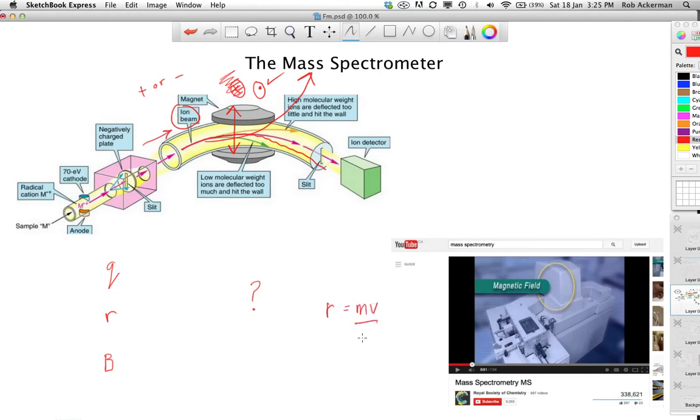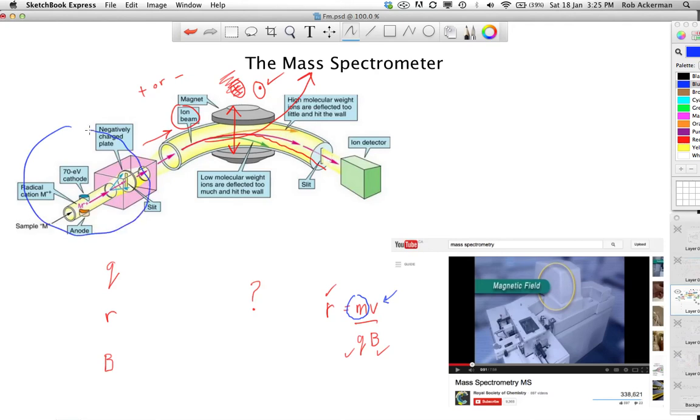Well, I know R, I know Q, I know B. So the neat thing here is I can figure out M if only I knew how to find the speed of the particles. Well, how do you find the speed of the particles? Well, there are two ways. Here's the easier way that I'm sure you'll recognize right off the bat.